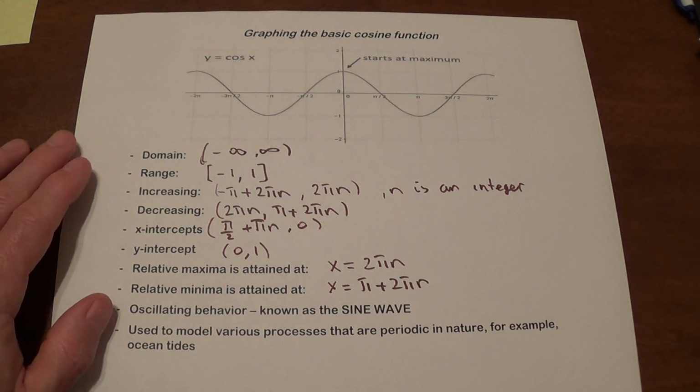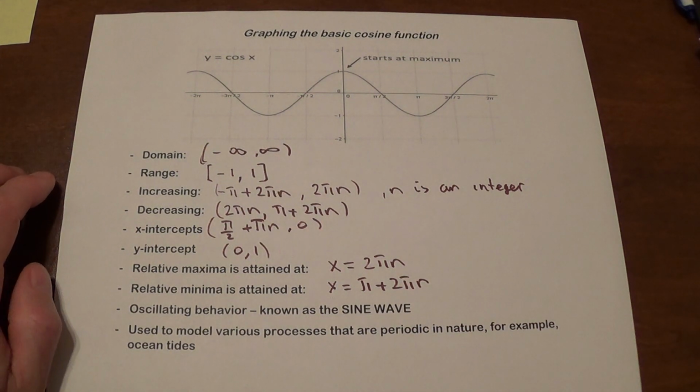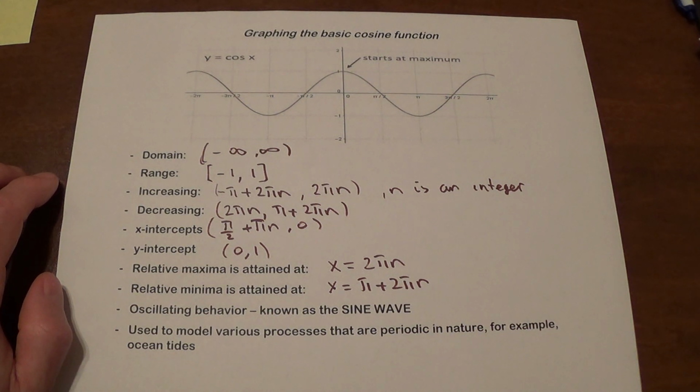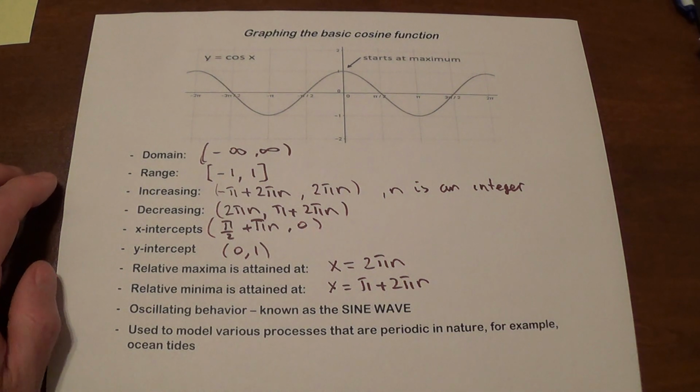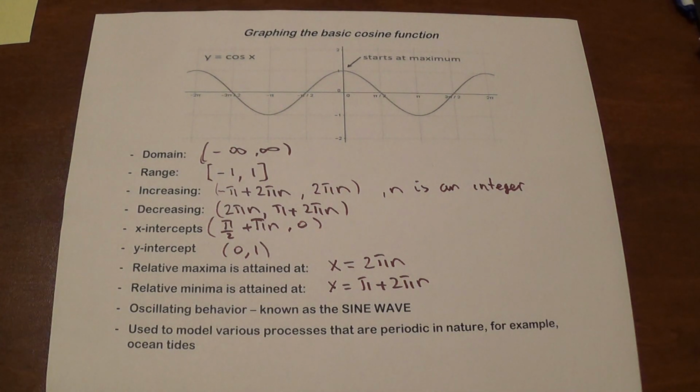It is a graph that has oscillating behavior. We know that it is a sine wave. Even though it's a cosine function, we still consider that to be a sine wave or a sine curve. And we use it for many real-life applications where processes are periodic in nature, like for example waves, ocean waves, sound waves, etc. Okay, and that's it.